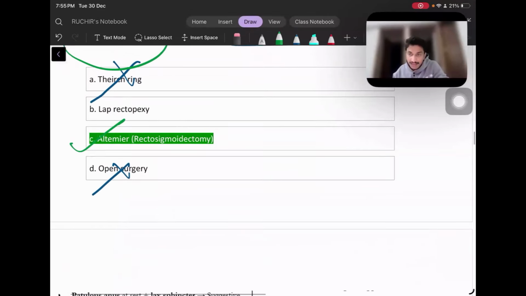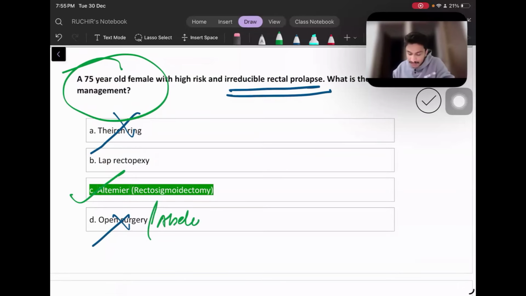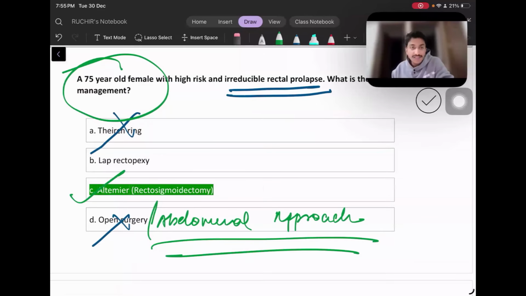Yeah, open surgery or the abdominal approach. Yeah. Okay. So that was the fourth option. So no discrepancy in this question as well.